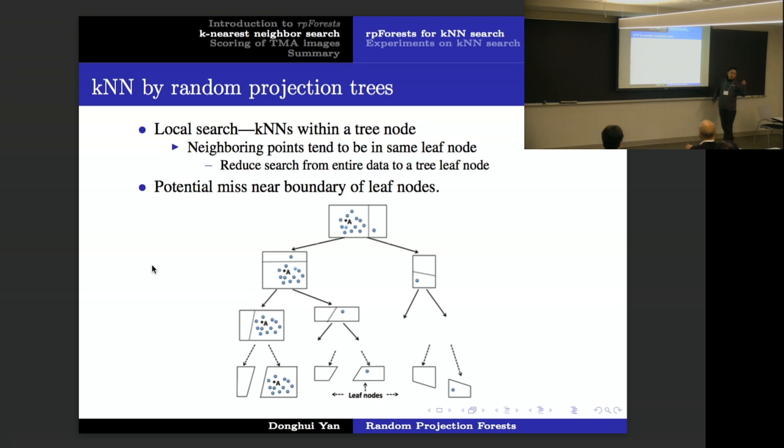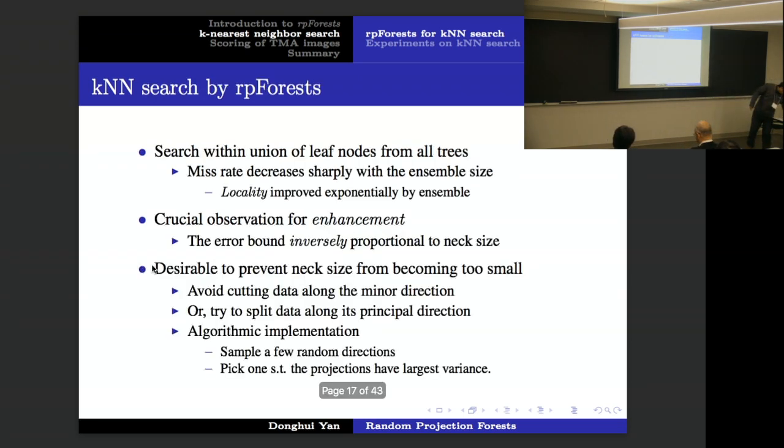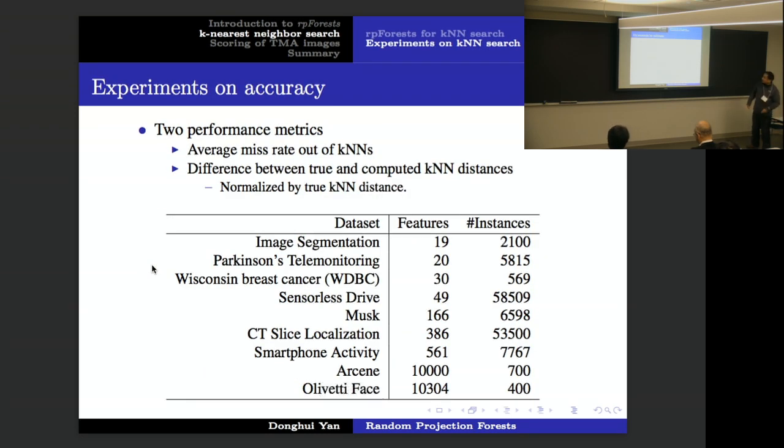So we did some experiments on the accuracy and also the computation time. We have two performance metrics. One is the percentage of data points which are missed in the k-nearest neighbor search. Another one is the k-nearest neighbor distance. Because of the miss of some of the near neighbors, the distance you find may not be exactly the distance computed by the brute force. So we want to see how much loss you have.